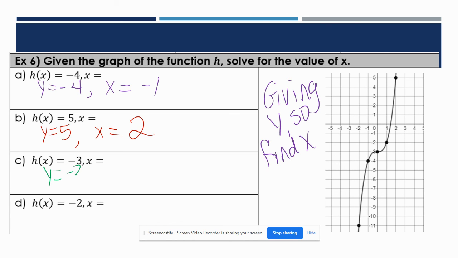This says y is negative 3. Y is negative 3 right here. That's also where it touches the graph. And what x value is this? Well, it's right there at the origin, so x is equal to 0.